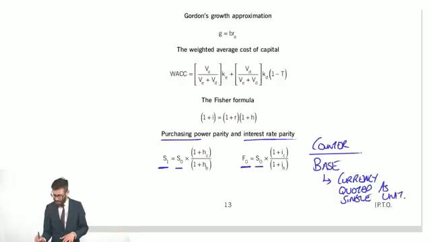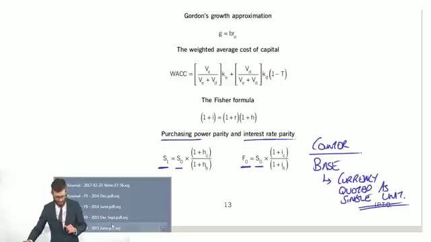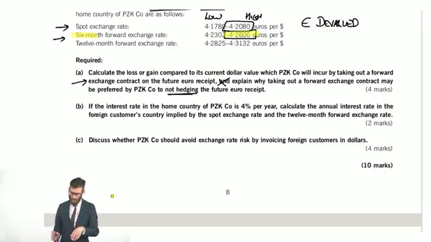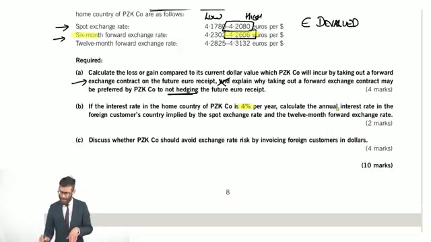The currency quoted as a single unit. In our question, what we are working on right now is December 14, and in this we're told if the interest rate in the home country of PZK is 4%, calculate the annual interest rate in the foreign currency implied by the spot exchange rate and the 12-month forward rate.